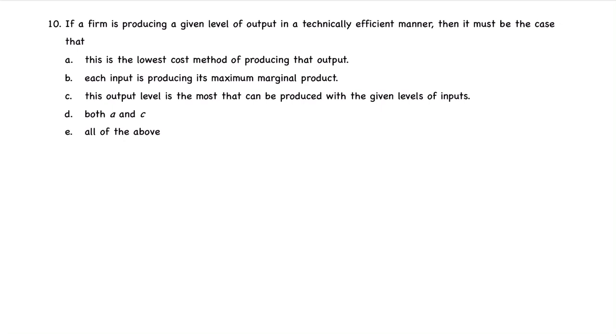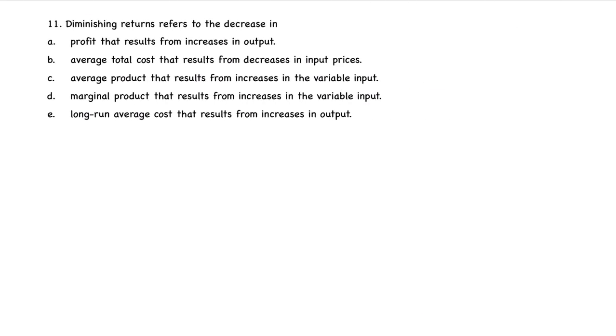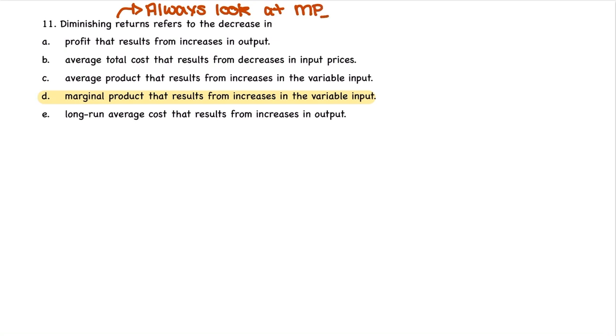If a firm is producing a given level of output in a technically efficient manner, then it must be the case that this output level is the most that can be produced with the given level of inputs. That's just definition. Diminishing returns refers to the decrease in marginal product that results from increases in the variable input. The key from this is to always look at the marginals. Whether that's marginal product of capital, marginal product of labor, doesn't matter.